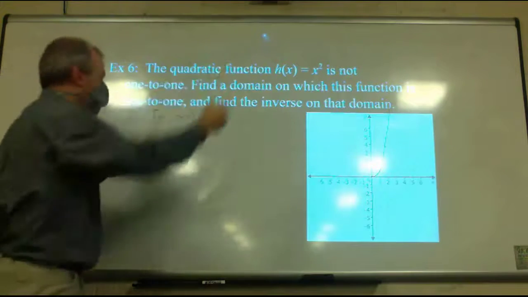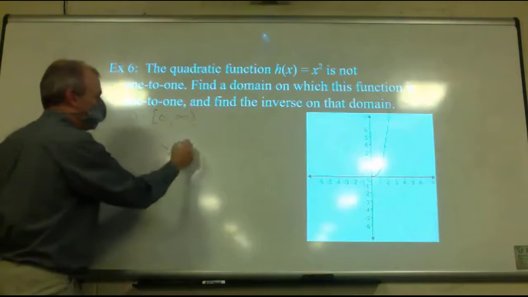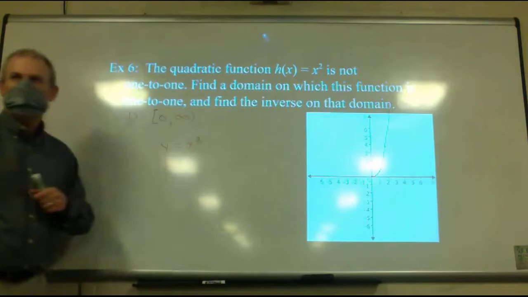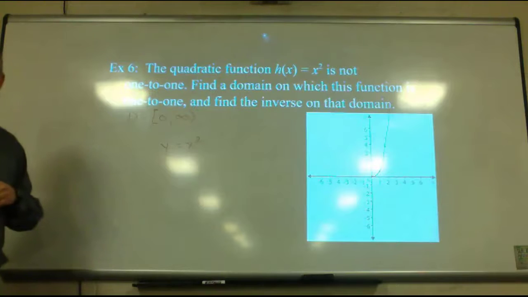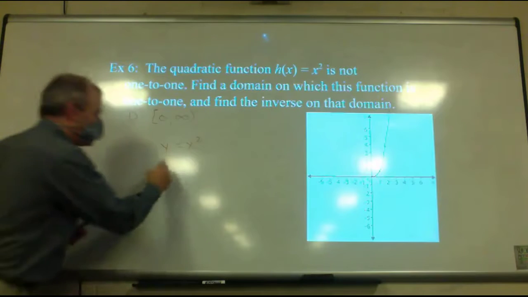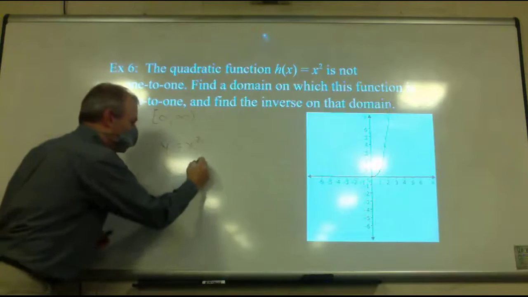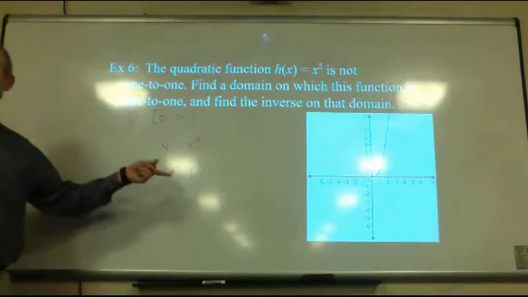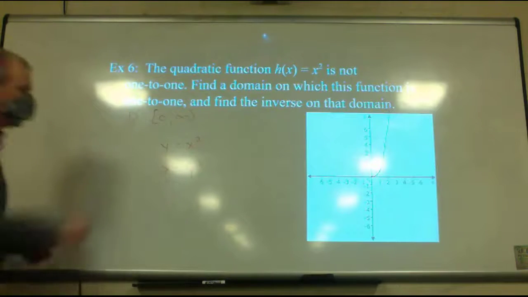Instead of h of x, we're going to write y equals x squared. What's next? Step 2, we switch them around. So x equals y squared. And how do we get this y by itself? Square root.